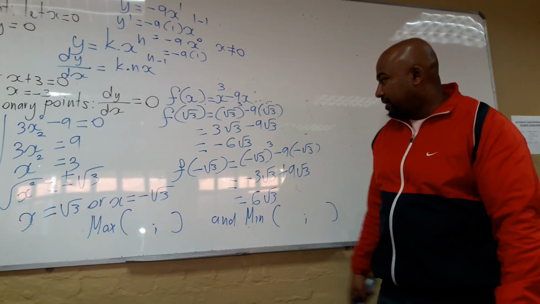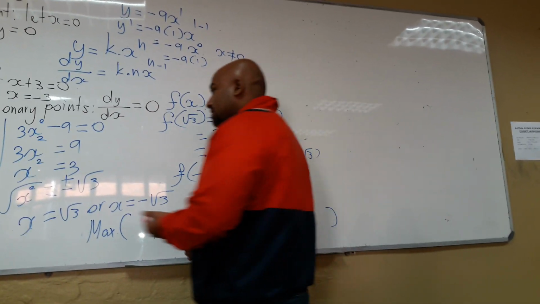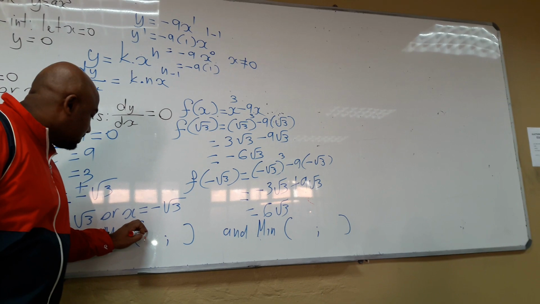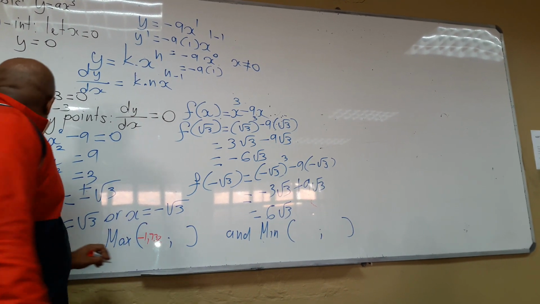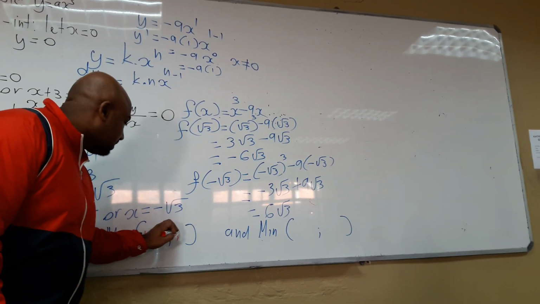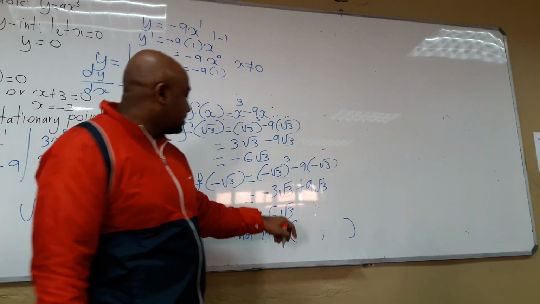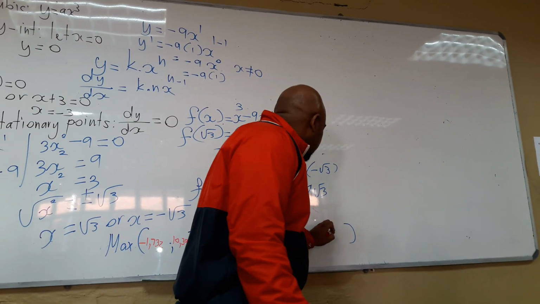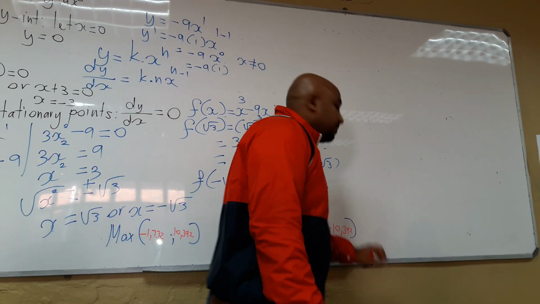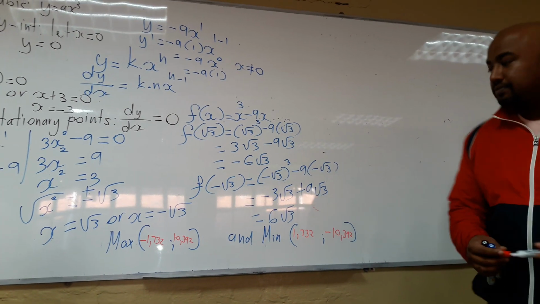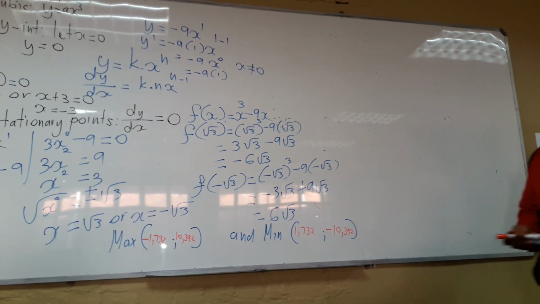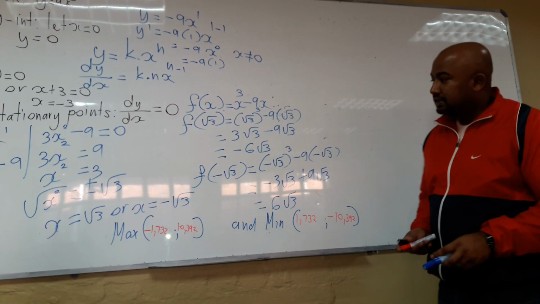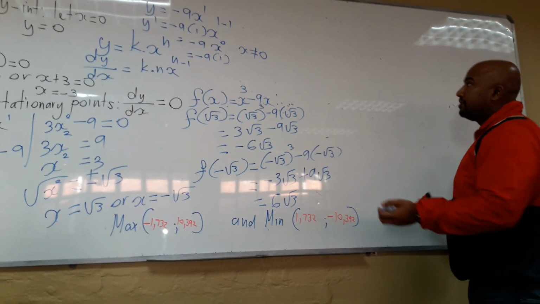Okay. So the maximum will be this one here, which is minus 1.732 and 10.392, and this one is 1.732 and minus 10.392. Any problem here? Right. Let's sketch the graph.